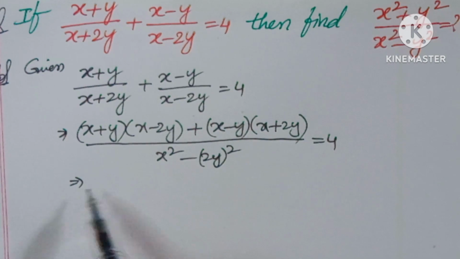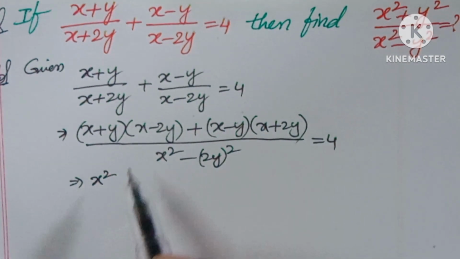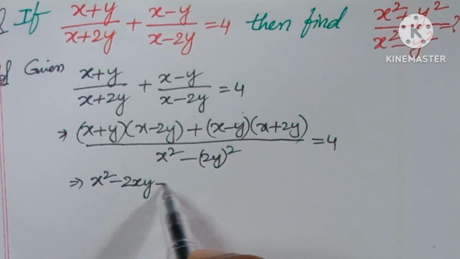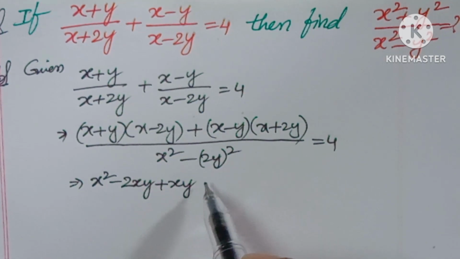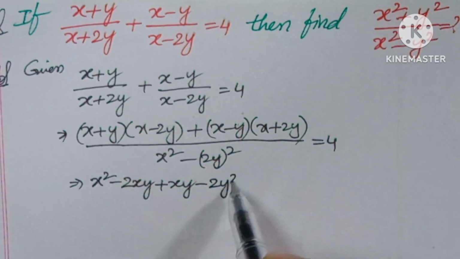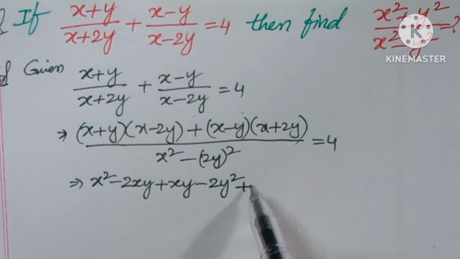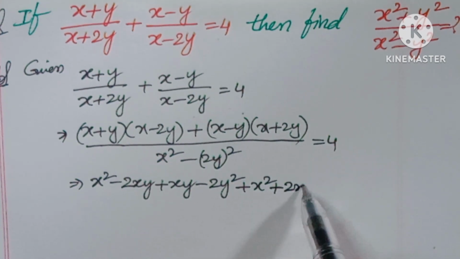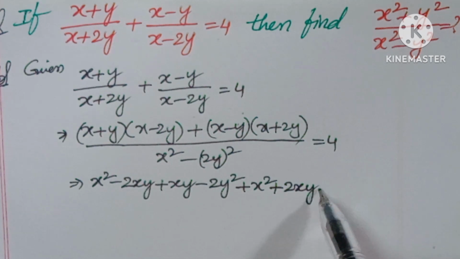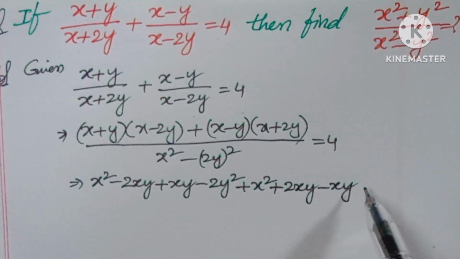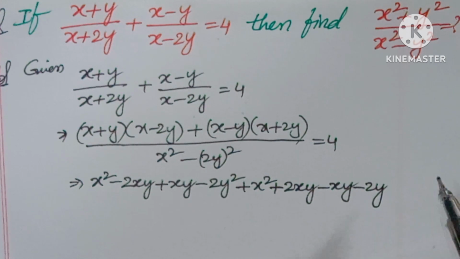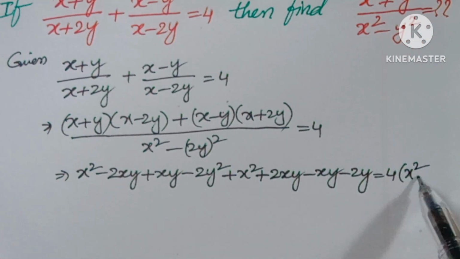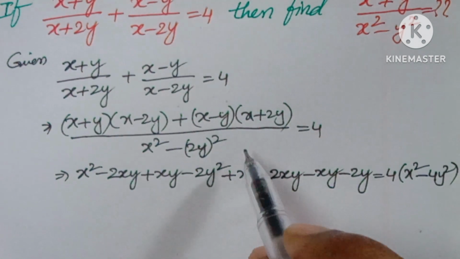In the numerator, x² − 2xy + xy − 2y² + x² + 2xy − xy − 2y² is equal to 4 into (x² − 4y²). Sending this to that side.